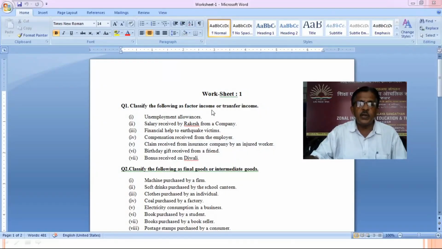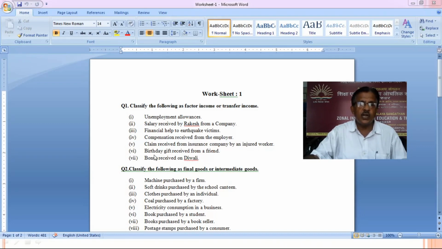Classify the following as factor income or transfer income. So just see the options. Unemployment allowance. So this should be transfer income. Just for example I have cited, but you can check your knowledge yourself. Salary received by Rakesh from a company. I am not reading, rather you go through the options. Okay. So let us check question number 1.